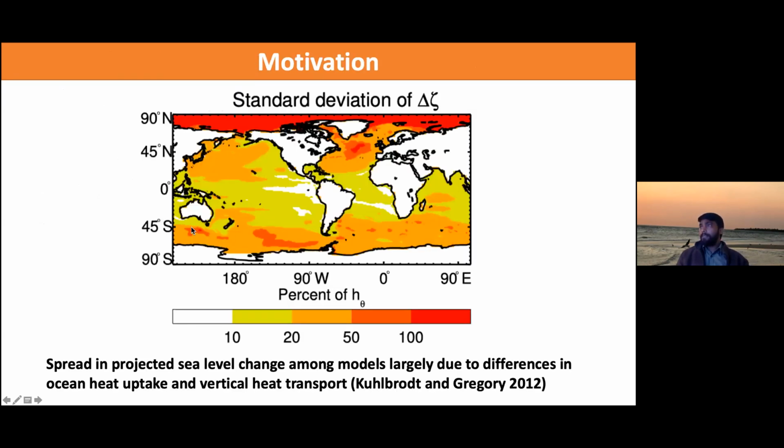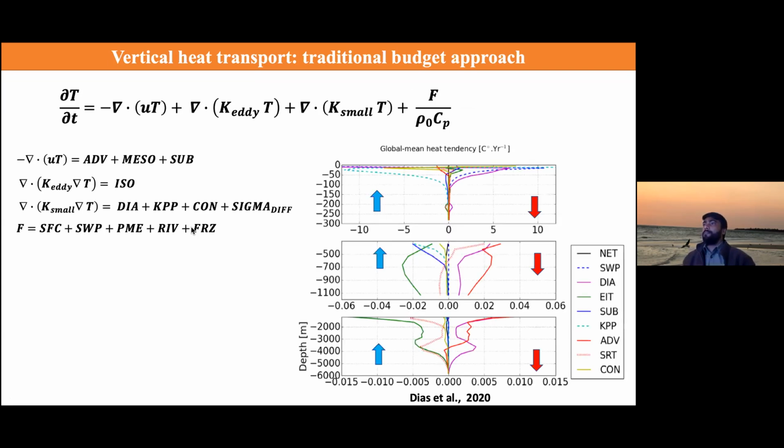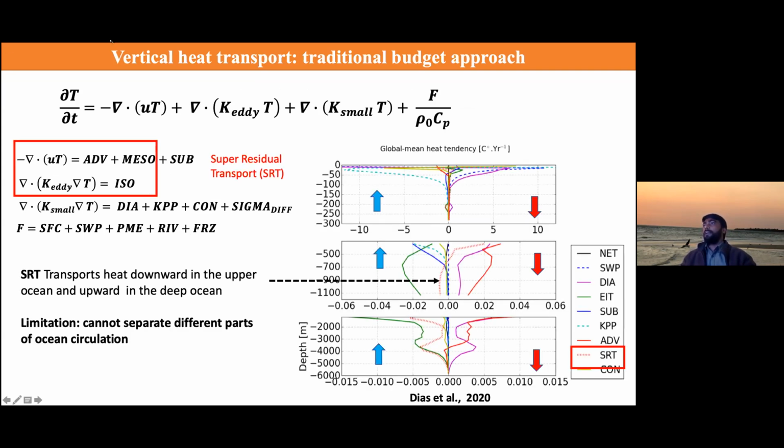Recently, Dias et al. have done a comprehensive analysis in which the study investigated the individual role of all the terms listed here. This study also explored the role of the superresidual transport, which is defined as the sum of the resolved advection, mesoscale advection plus mesoscale diffusion, and concluded that the superresidual transport, shown in the red dashed line here, transports heat downward in the upper ocean, which erodes newly formed water masses, and in the interior ocean, it transports heat upward, which cools the deep ocean and is further balanced by the diapycnal diffusion.